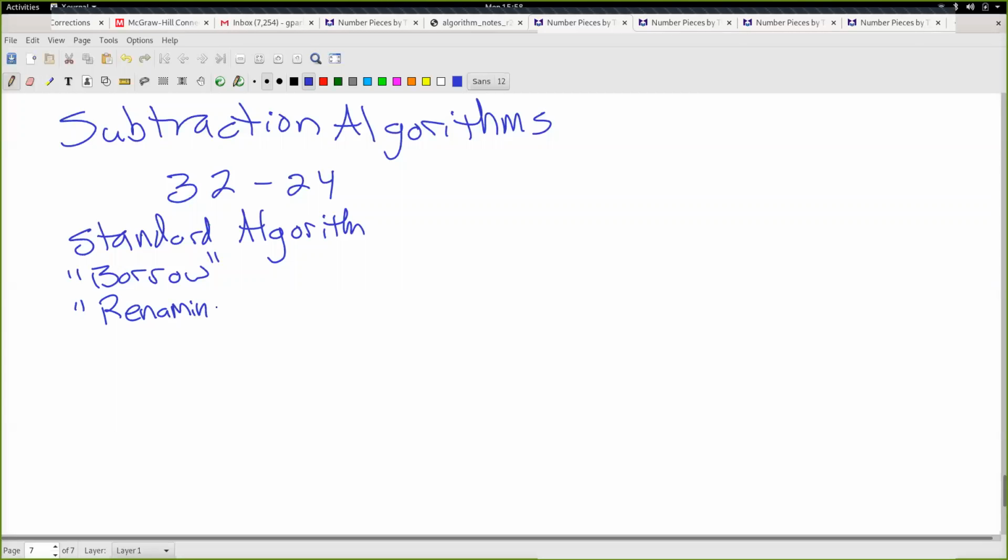And we were working on this back in section 1. So I'm going to rewrite my 32 and stack it with the 24 so place values line up, right? I have my 1s lined up, I have my 10s lined up. And then I want to take 4 away from 2, but I can't do that. There's not enough to take away. And so that's where the borrowing comes in, and I'll explain why it's renaming also.